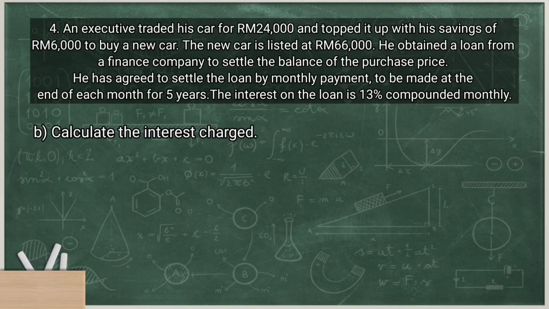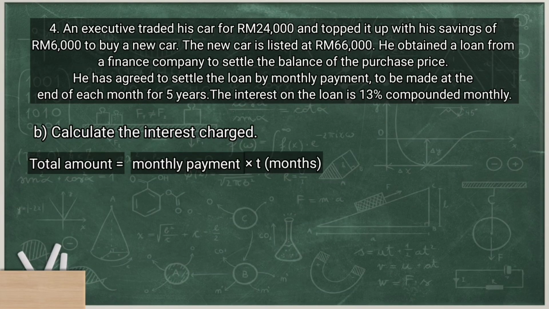B. Calculate the interest charged. We need to find the total amount paid over the 5 years and the interest paid. First, we calculate the total amount paid. Total payment equals monthly payment times number of months. So 819 ringgit 11 cents times 60. We will get 49,146.60.